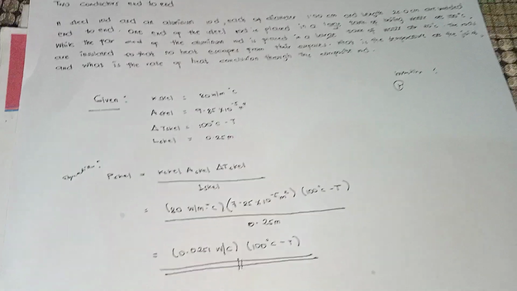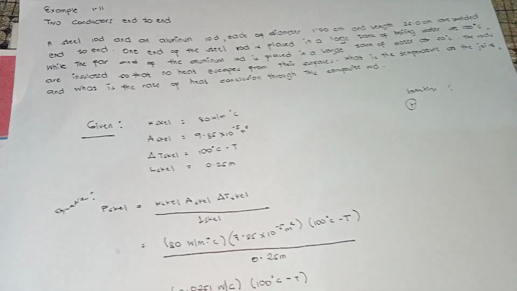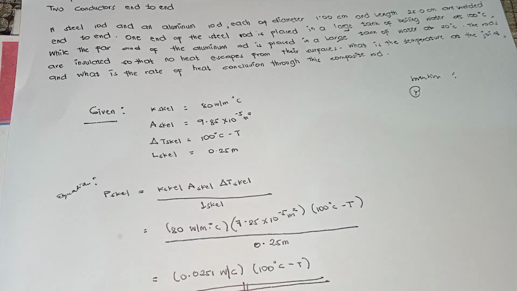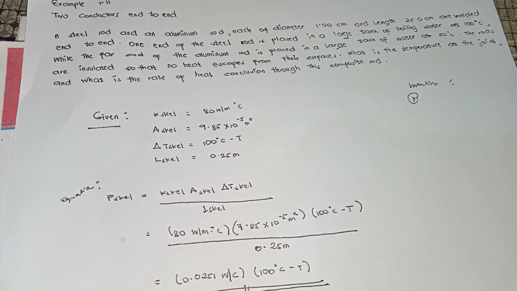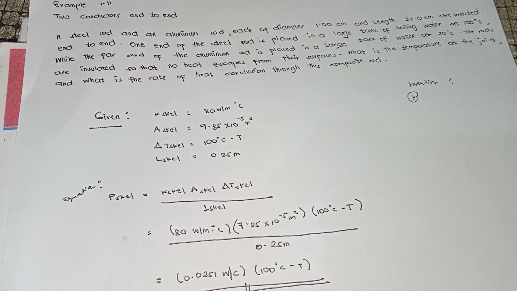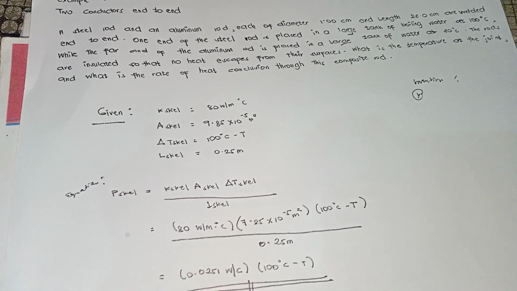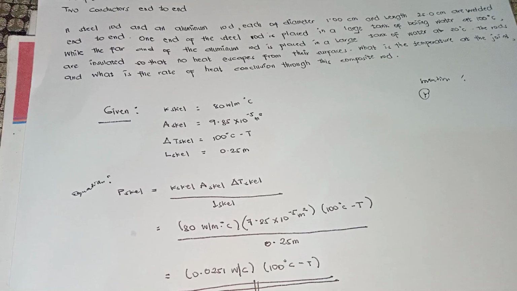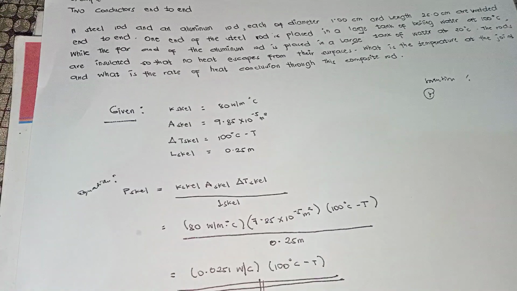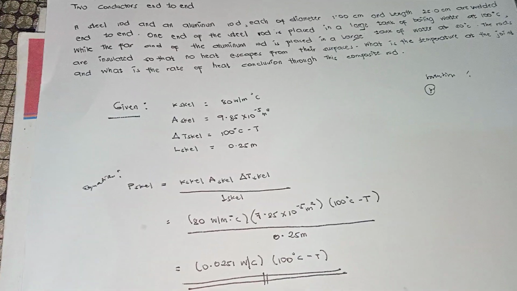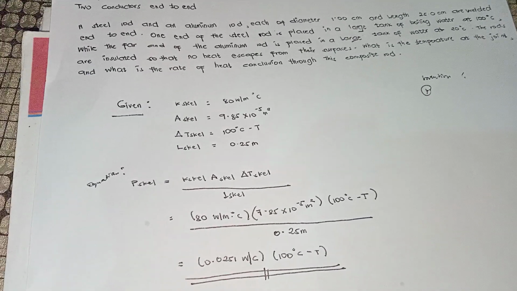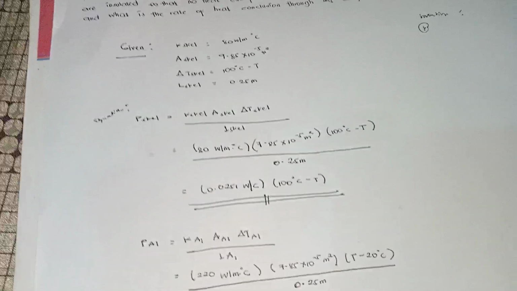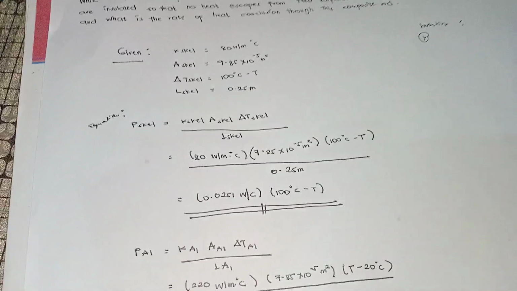So, given K steel, which equals 80 W per meter degrees Celsius, and for A steel, which equals 7.85 times 10 to the power of negative 5 meter squared, and for delta T steel, which equals 100 degrees Celsius minus T, and for L steel, which equals 0.25 meter. So, that is solution 1, before we proceed to solution 2.